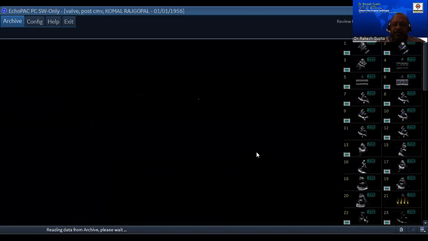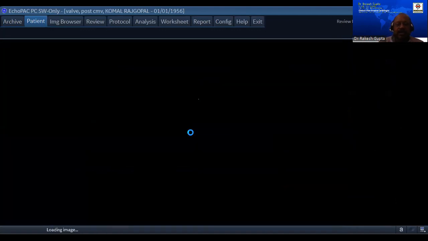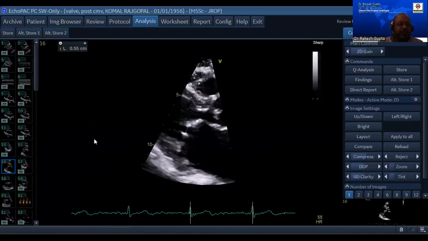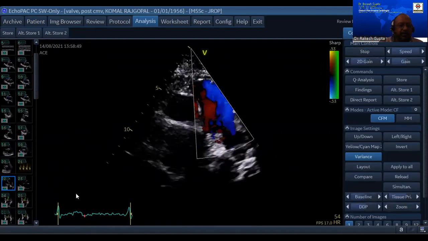This is a lady who had a CMV done, not BMV. It was a CMV which was done. What is CMV? Closed mitral commissurotomy, sir. It was closed mitral valvotomy or commissurotomy. And how do we do this closed mitral valvotomy or commissurotomy?